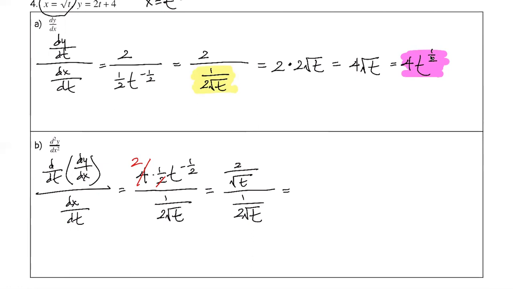And now we'll keep the top fraction. We'll multiply it by the reciprocal of the bottom fraction. And my root t's cancel out. And all I'm left with is 2 times 2, which gives me 4. Okay.